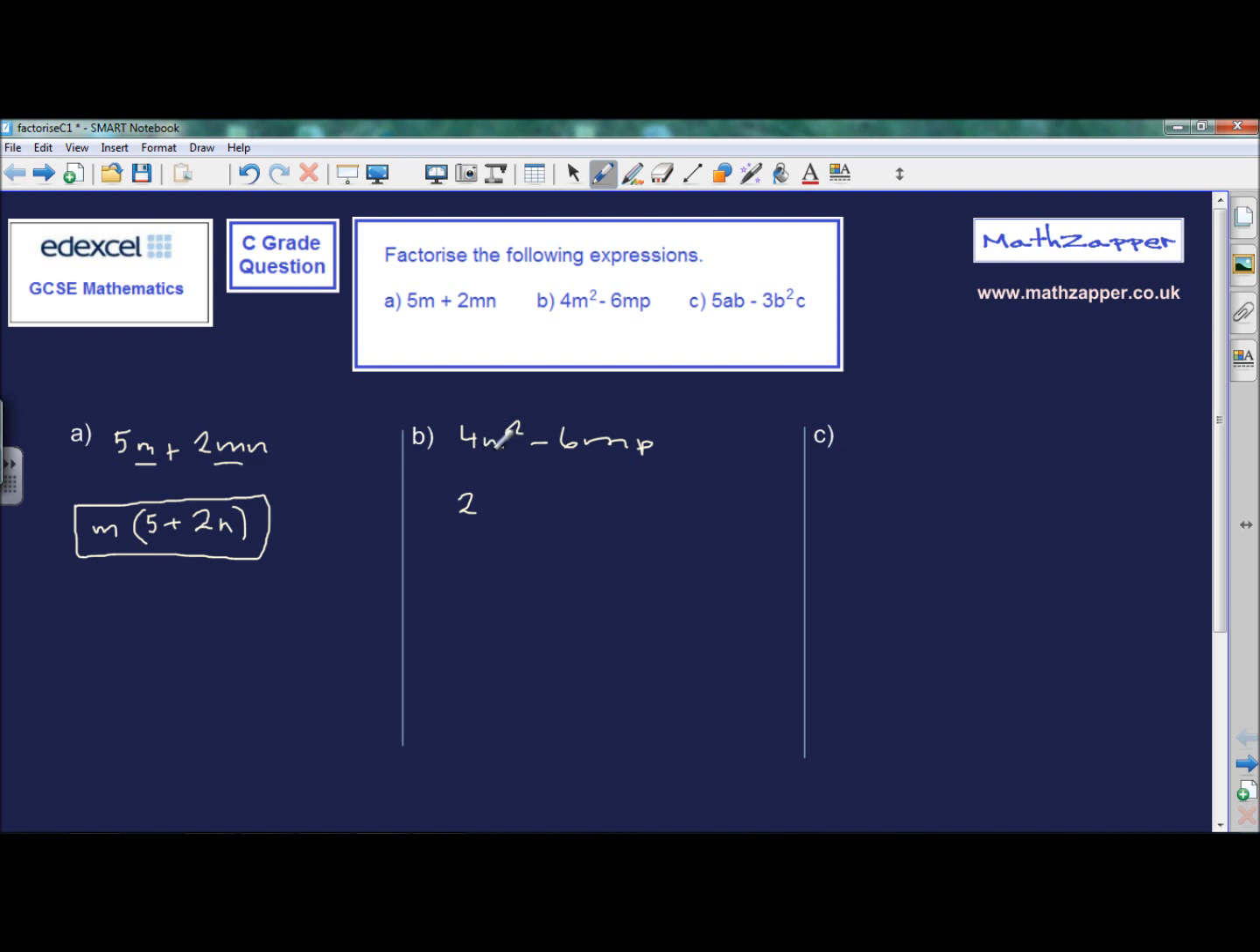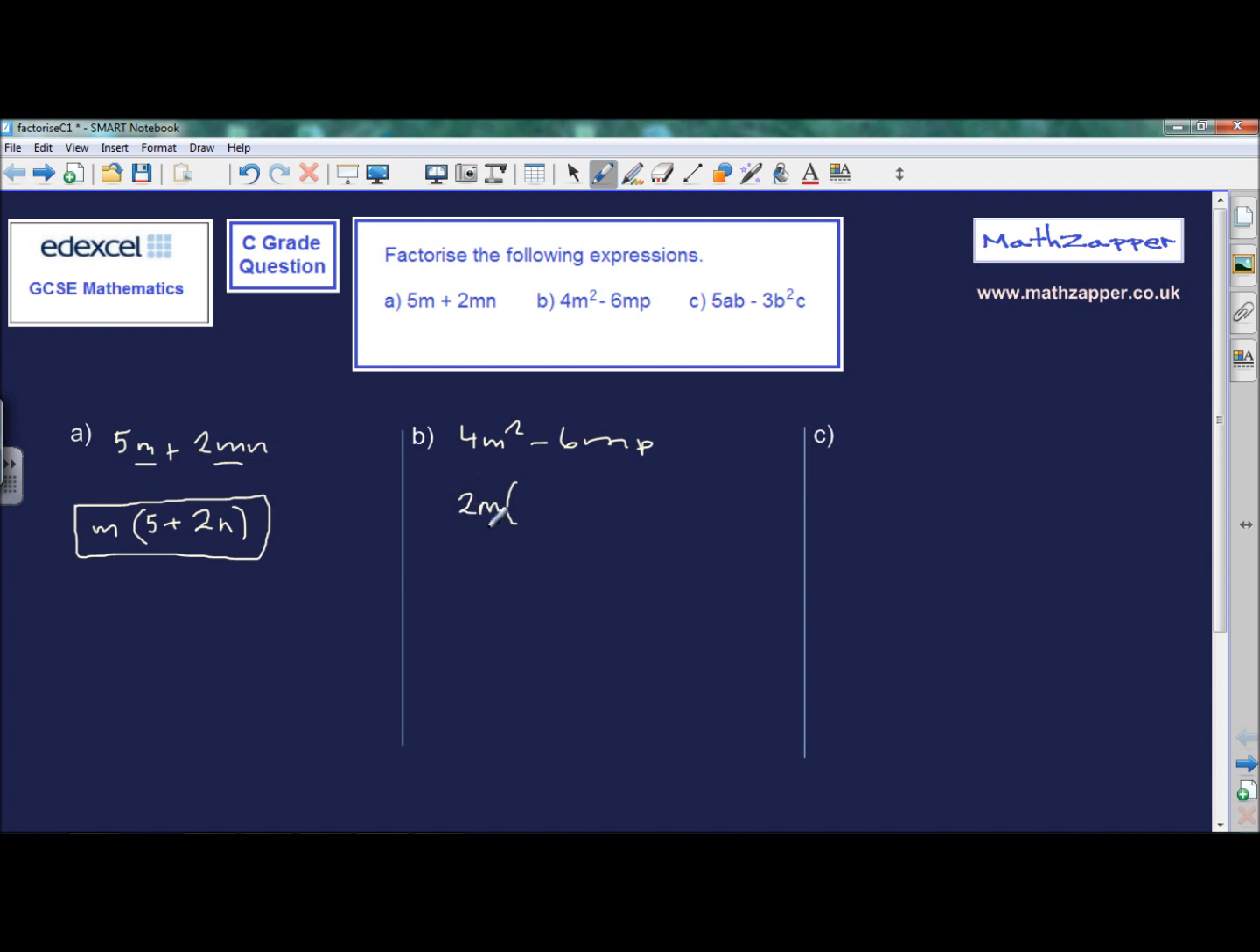Well, we've got m squared in the first one. We've got mp in the second one. So m is a common factor of m squared and also m itself. So we can take m outside of the brackets. P only exists in the second term, not in the first, so we can't use p. So now we can put our brackets in.